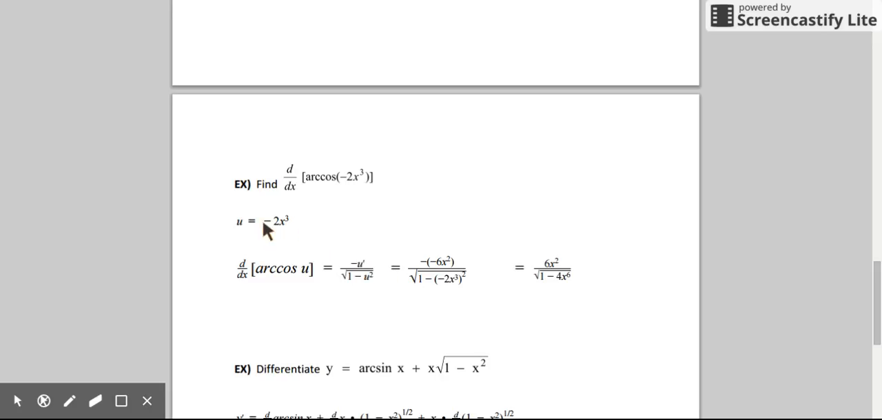If I find the derivative of my input, I get -6x squared, but I want the opposite of that. So I'm going to take the opposite, make it positive, and write 6x squared on top. On the bottom, if I substitute that input into the u spot, then I'm squaring -2x cubed. If I square -2, I get +4. If I square x cubed, I get x to the 6th. So I have 1 minus 4x to the 6th. And we could call it done.